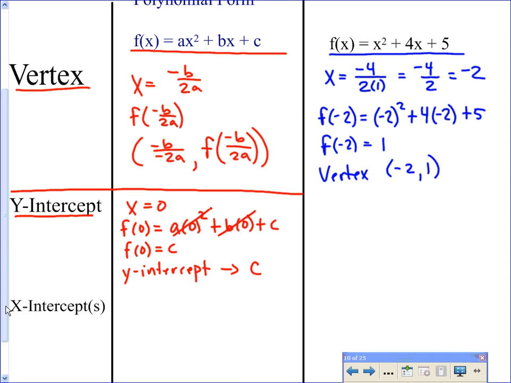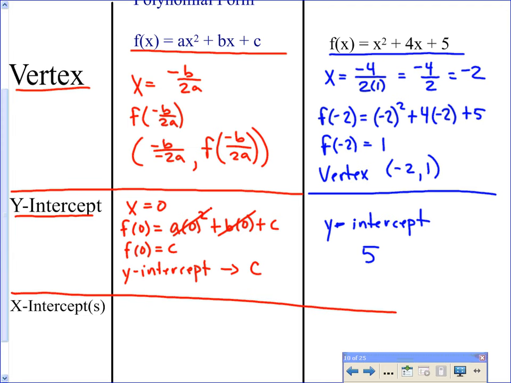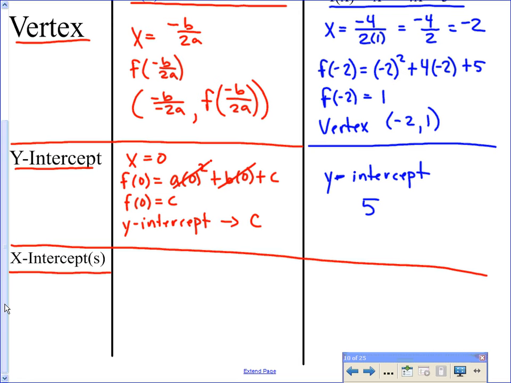Okay, so let's come over and look at our example that I have here. For this example, f of x, my y-intercept is just going to be c, and c in this case is 5. All right, and now let's try our x-intercepts. So again, like last time, for x-intercept, what do we know? We know that y is 0.